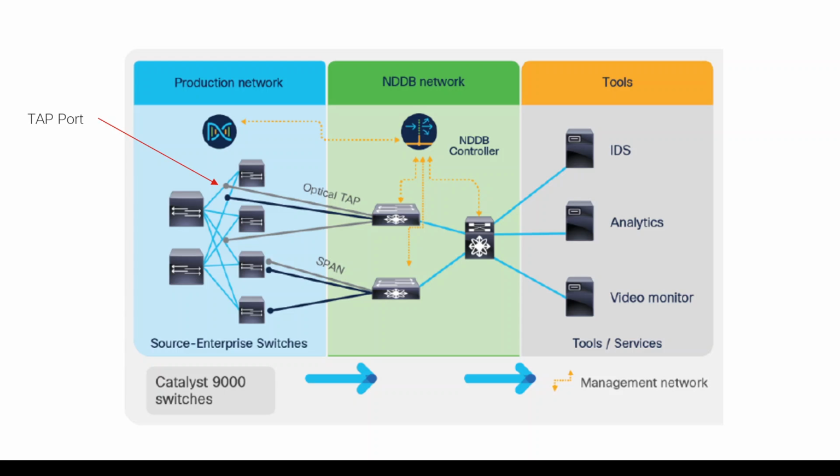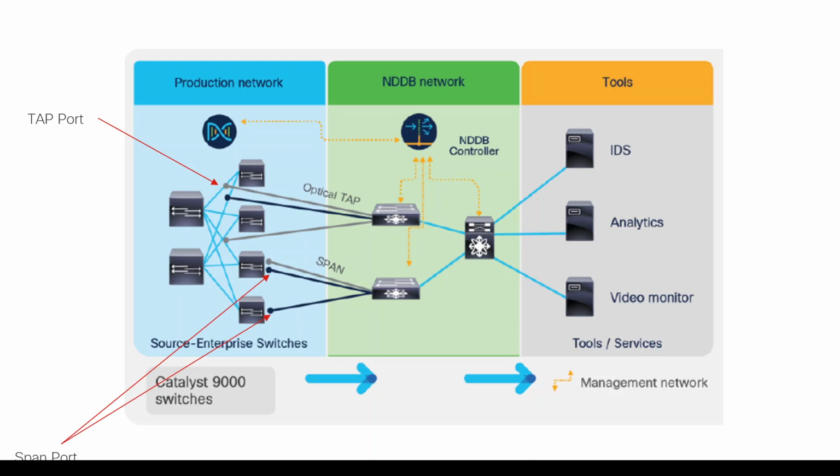A tap is a physical device that sits in line between two other devices, thereby receiving all of the traffic on its network ports. It then makes a copy of the traffic it has received and sends it out its mirror port or tap port towards the Nexus Data Broker network. In this diagram, the tap device isn't shown, but its location is where the red arrow points to. We'll discuss this a bit more on the next slide.